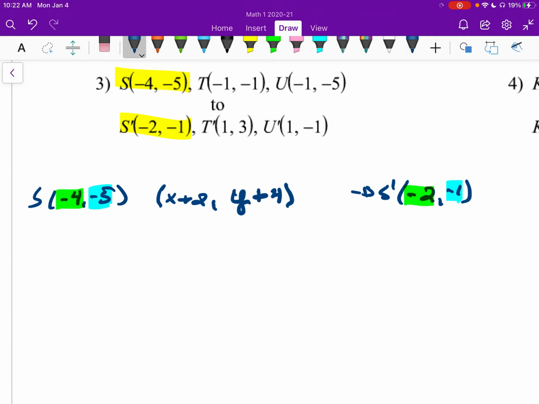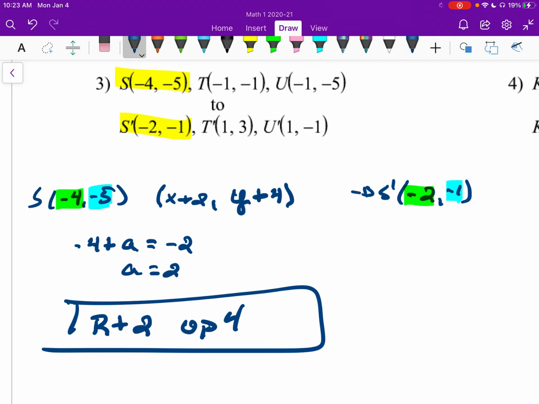If you wanted to, you could do something like -4 plus a equals -2, and you could solve for it that way. You'd get a is 2. You could do something like that if you so choose. So let me erase those so that I can see. The x plus 2 tells me that I'm going to go right 2. The y plus 4 tells me I'm going to go up 4. And there's my answer.